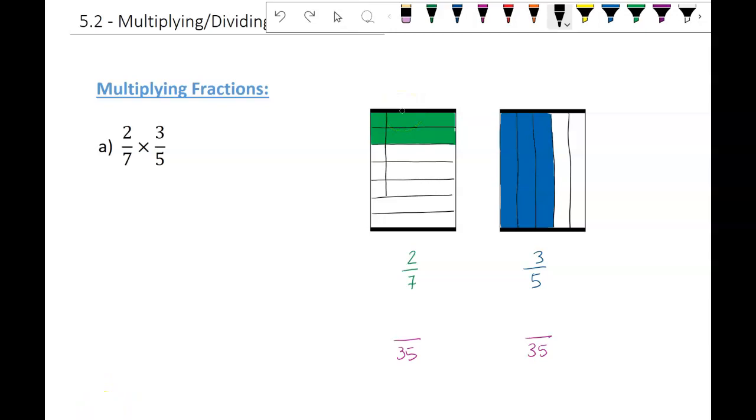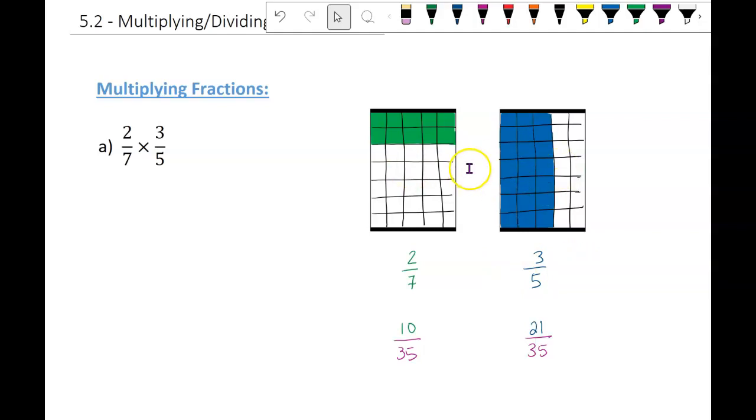I would divide this rectangle into 5s, just like the other one. And I can divide this one into 7 rows like the other one. And so now I have similar squares representing 2/7, which out of 35 would be 10 out of 35. And in the other one, 3/5 would look like having 21 out of 35.